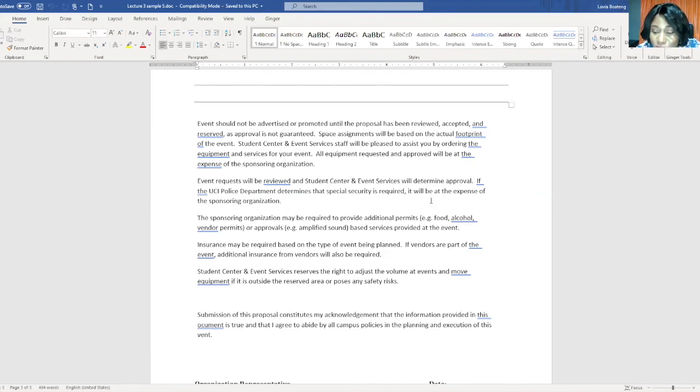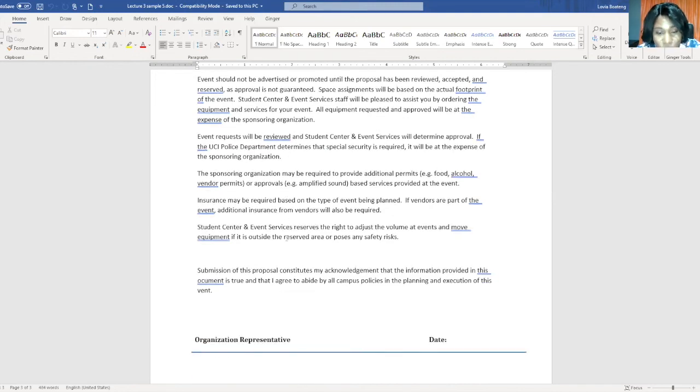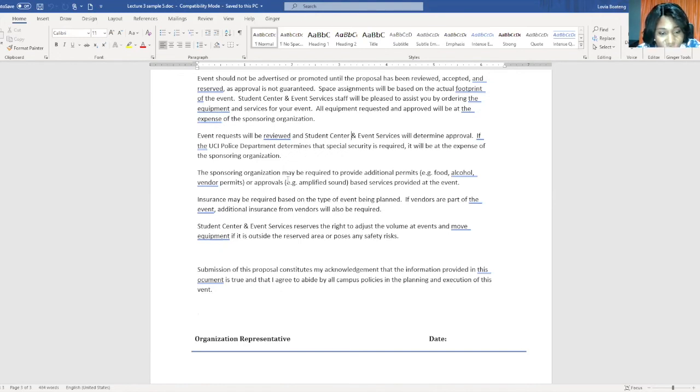So let's say it's the University of Ghana, and we are saying if university security determines that special security is required, it will be at the expense of the sponsoring organization. So the university is saying that they will not pay for extra security. If you will need extra security apart from university security, your sponsors have to pay for it, or you have to pay for it yourselves. And they are saying the sponsoring organization will be required to provide additional permits for food, alcohol, and vendors. In Ghana here, it is a bit rare for you to require permits to sell food or alcohol at an event. On campus, for instance, when they have the whole week celebrations, the vendors come and sell all kinds of things. I don't think they require permits to do so.